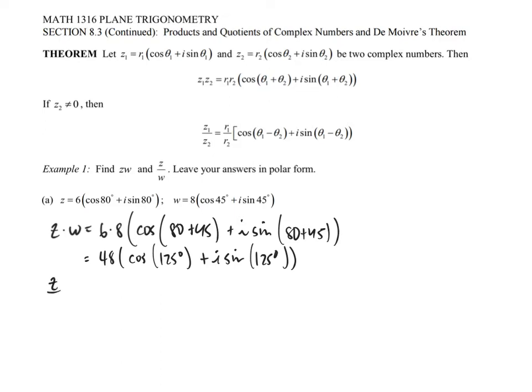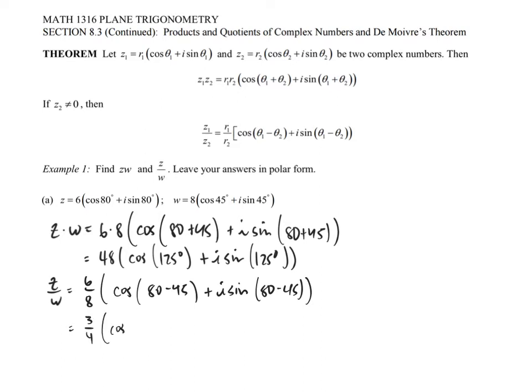Okay, when I do z divided by w, I'm going to use the second formula here, which starts off with r1 divided by r2, so that would be 6 divided by 8. Obviously you can go ahead and simplify that at the very beginning if you want to. You don't have to show this intermediate step. And then cosine of 80 minus 45 plus i times the sine of 80 minus 45. And so that's going to end up being 6 over 8, which is 3/4, multiplied by cosine of 80 minus 45, which is 35 degrees, plus i times the sine of 35 degrees.